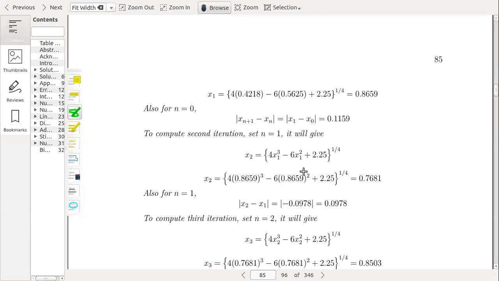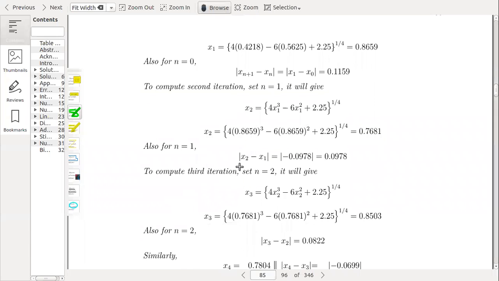To compute the second iteration, set n equal to 1. It will give x2 equal to (4x1^3 minus 6x1^2 plus 2.25) whole power 1 by 4. We replace x with 0.8659, and we get x2 equal to 0.7681. For n equal to 1, x2 minus x1 is equal to minus 0.0978. The absolute value is 0.0978. This is actually the value of epsilon. We are just guessing what the epsilon, or the halting condition, should be.